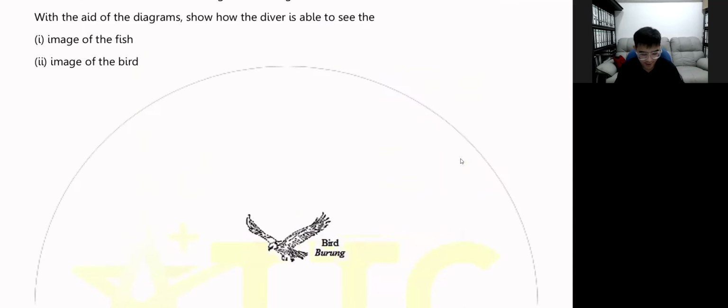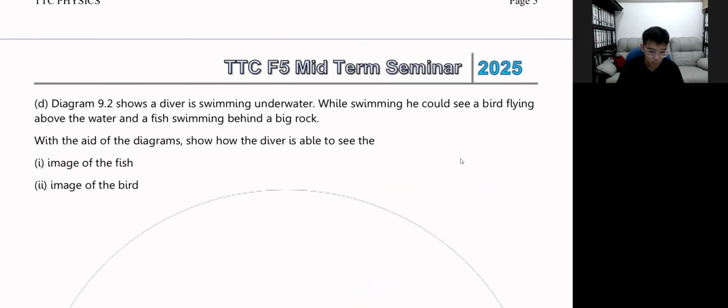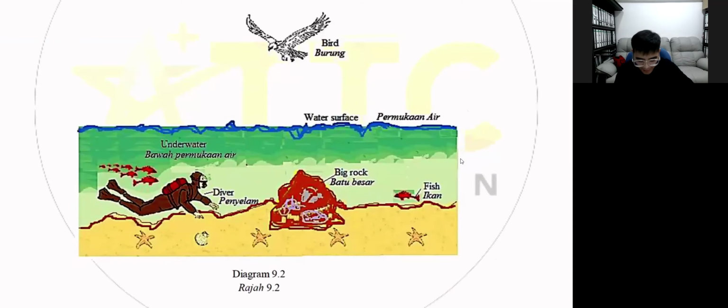Over here, the question is asking you with the aid of a diagram, which means you have to draw and show on the diagram how the diver is able to see the image of the fish and also the image of the bird. First, you have to draw the light ray, how the light ray travels from the bird to the eye of the diver. In the daytime, there is more light from the sun. The light shines on an object, and after shining on the object, it will be reflected into our eye. That's how we see objects. We're able to see objects because light enters our eye.